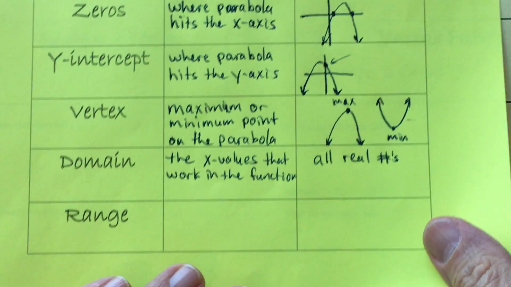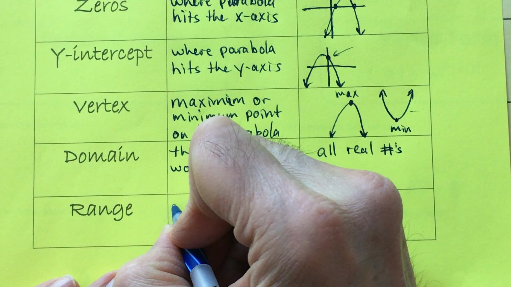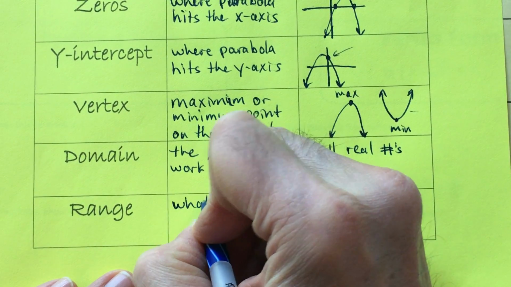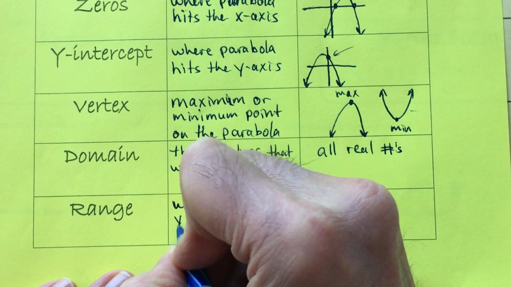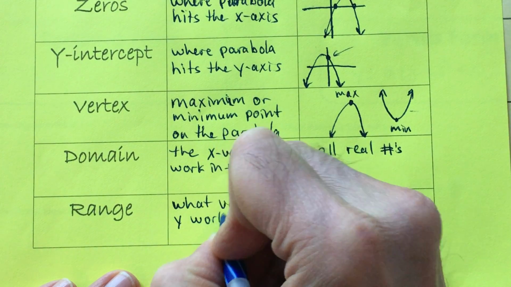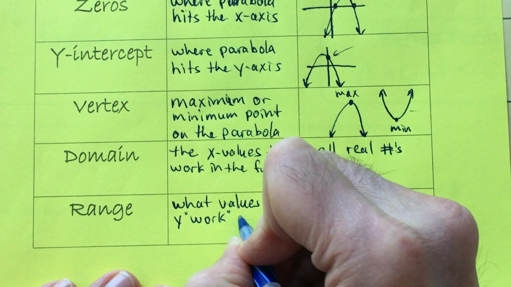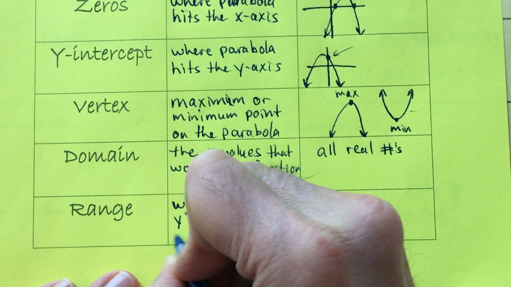The difference comes when we hit the range. What values of y work in the function?